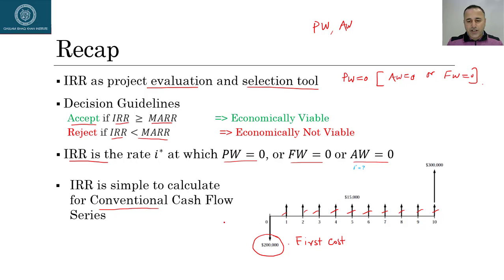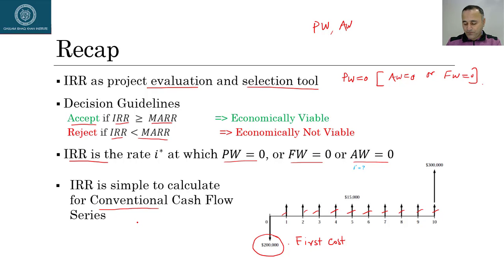The conventional cash flow series, the way it is defined in the book, says that if the cumulative cash flows start with a negative number, like cash outflow, and then change sign only once, that is a conventional cash flow series. But please pay attention to this word cumulative. So it has to be a cumulative cash flow, not a simple cash flow. And I'll show you how we calculate the cumulative cash flow.